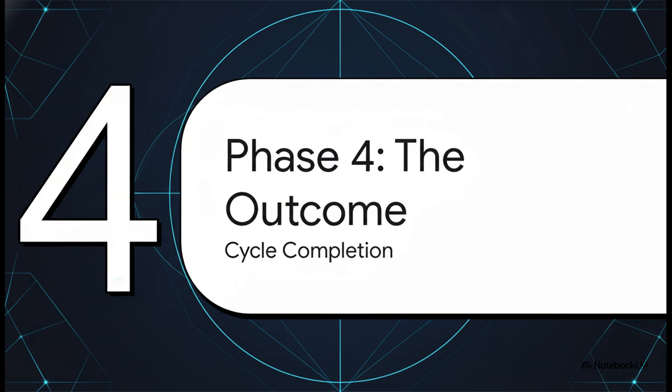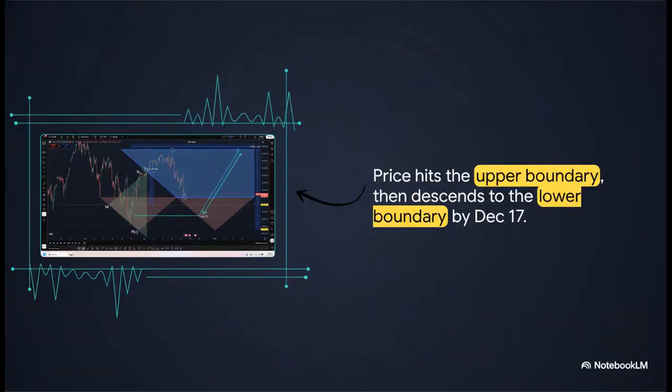The big question is, what happens next? Well, that brings us to the final act, phase 4, the outcome. This is where we get to see the cycle come to a close. And here's how it all wrapped up. After completing phases 3 and 2, the price kept going. If you look closely at the chart, you can see it pushed all the way up to the top boundary of this big blue trapezoid. After hitting that, it actually reversed and came all the way back down to touch the lower boundary. And just like that, by December 17th, the entire documented journey of this cycle was complete.